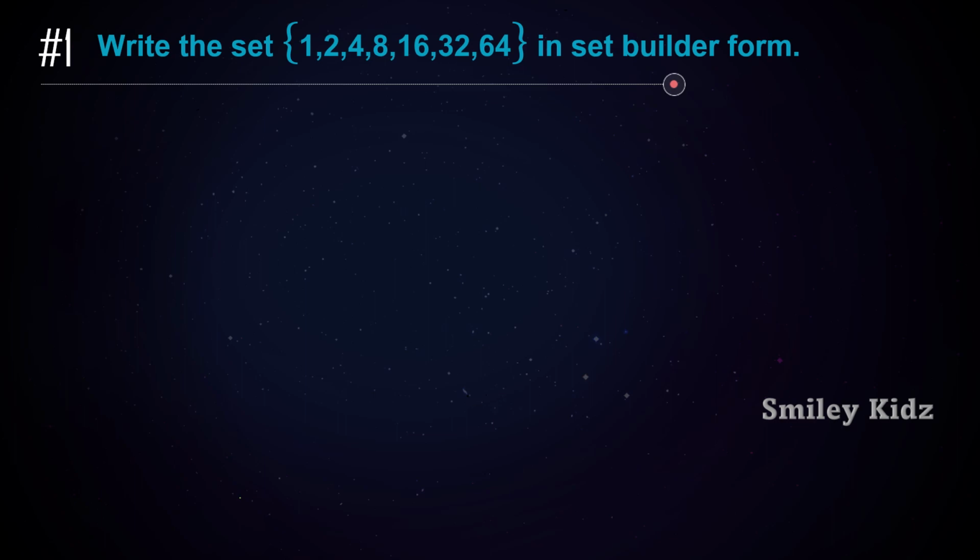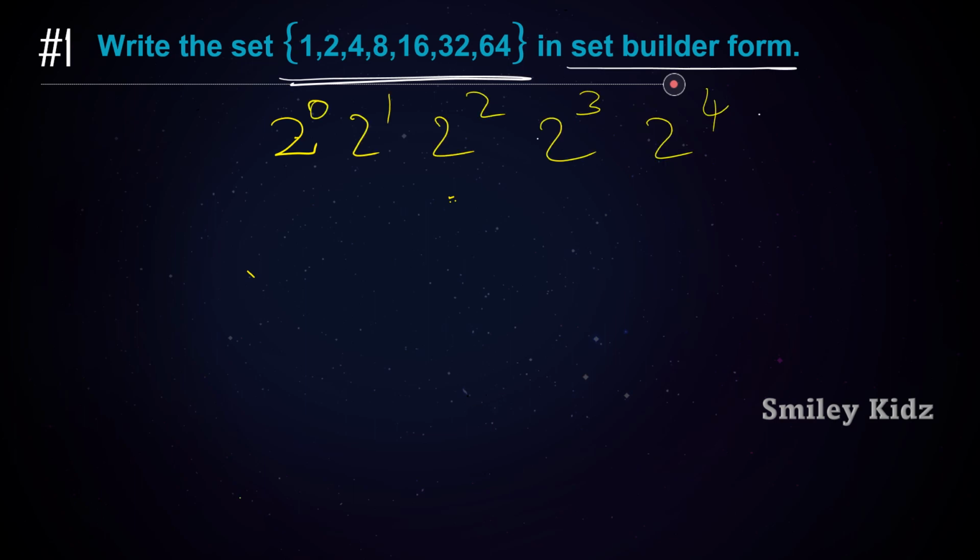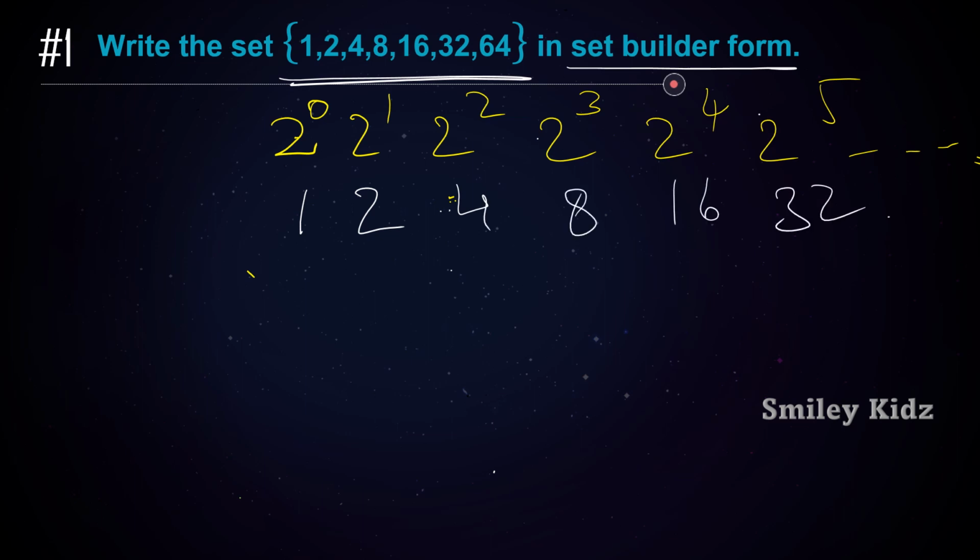Here is question 1, which is taken from lecture 1. Write the set, which we have in the roster form, in the set builder form. Now have a look at this. Is anything coming into your mind? Can I write this as 2 power 0, 2 power 1, 2 power 2, 2 power 3, 2 power 4, 2 power 5 and so on? Isn't that so? 2 power 0 is 1, then 2, 4, 8, 16, 32 and so on.